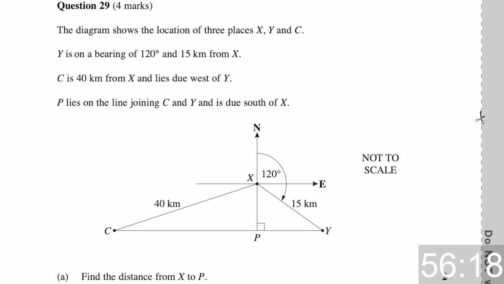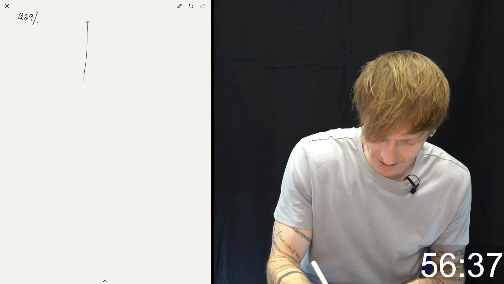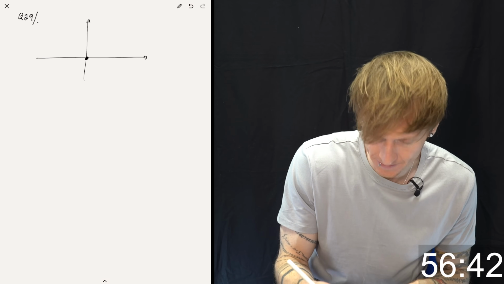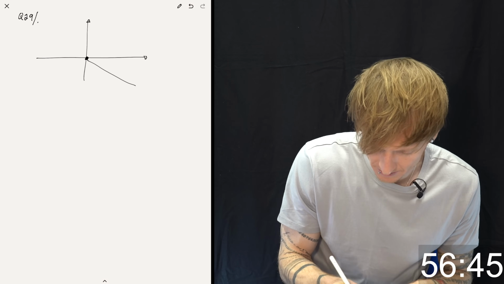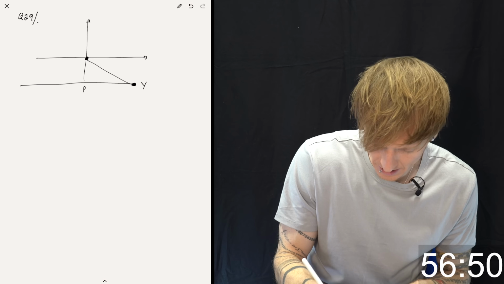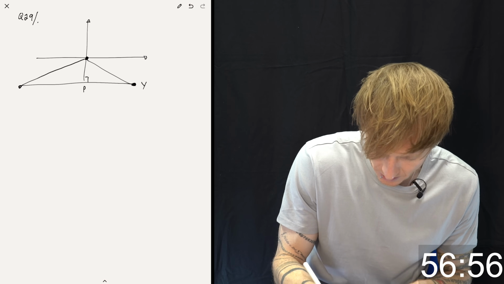The diagram shows the location of 3 places, X, Y, and C. Y is on a bearing. C is 40 kilometers, and that is due west of Y. P joins them. So it's like a geometry problem, but in a nice real-world setting. So let's draw it. This is going to be north, that's going to be east. So X is here. We then know that that's 15 km. Then there's a line here. So that's Y. This is P, which is a right angle. This is C, which is then 40 kilometers from X.